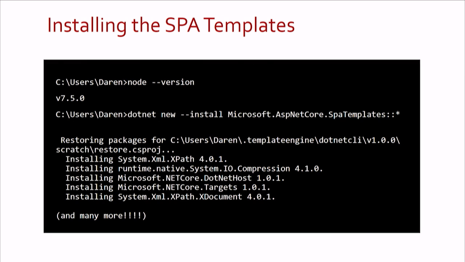So let's talk through installing the SPA templates. First and foremost, you'll need to verify that you have a version of Node installed on your system that's greater than version 6. As you can see, I've got 7.5 installed on mine. You're then going to leverage the .NET command line tool, and we're going to install those templates. So dotnet new --install, and we're going to specify Microsoft.AspNetCore.SpaTemplates::*. That means grab the latest version of these things. This is actually a fairly lengthy process. There's a lot of packages that will be downloaded, so I'm not going to demonstrate that live for you.